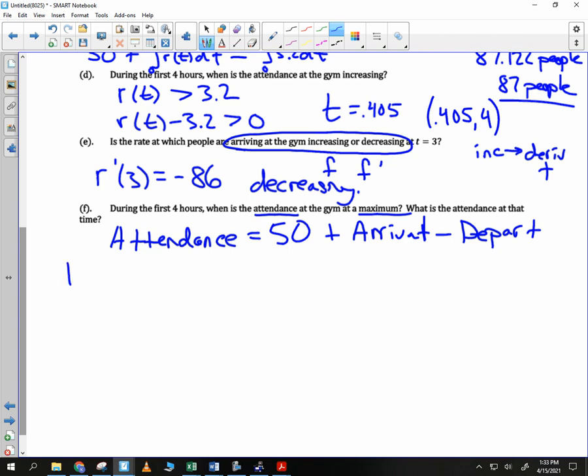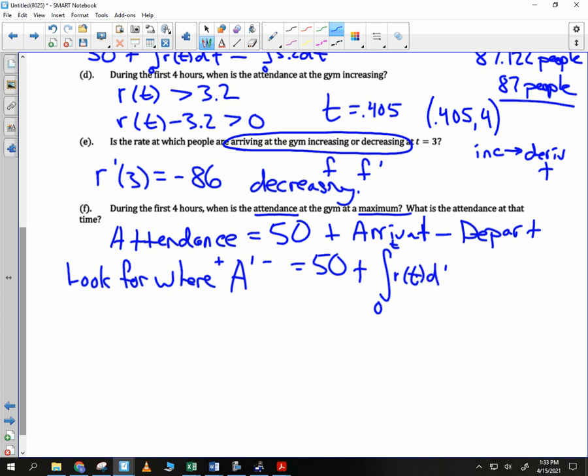So look for where attendance prime changes from positive to negative. Remember, we have 50 plus the arrival, which is the integral from 0 to t of r of t dt, and the departure is the integral from 0 to t of just 3.2 dt.